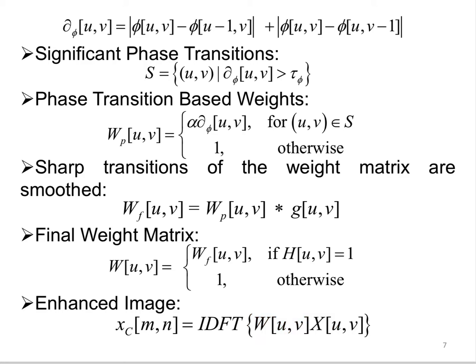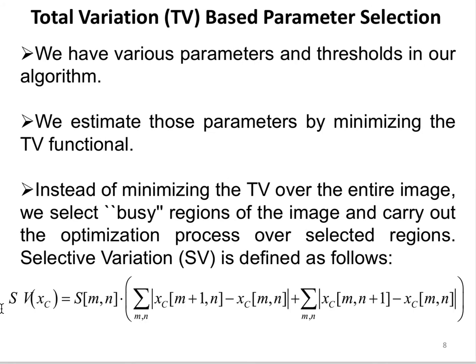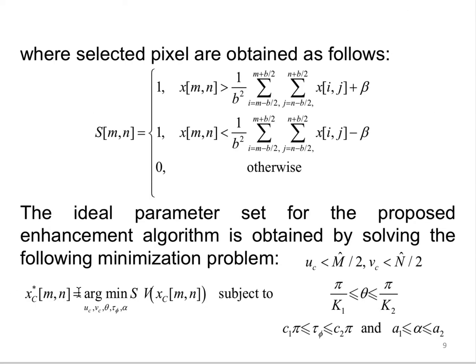Now this enhanced image of course requires the estimation of parameters theta, phi, alpha, and u, v, uc and vc. So how do we estimate those? We estimate those by minimizing the total variation: uc, vc, theta, tau, phi, alpha, etc. These are all estimated by minimizing the total variation.